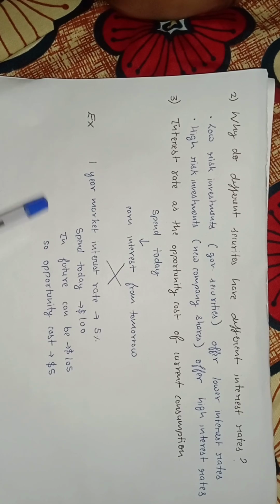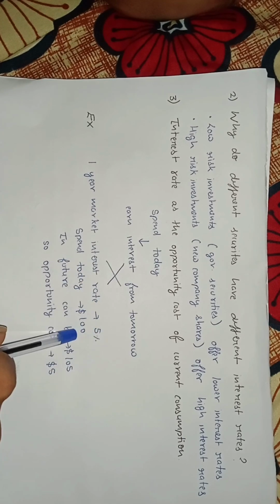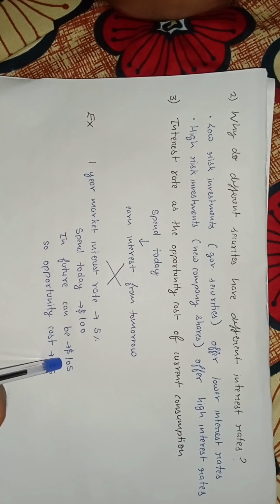For example, if the 1 year interest rate is 5% and you spend $100 instead of saving it, you give up the chance to have $105 in 1 year. This extra $5 is the opportunity cost of spending today.